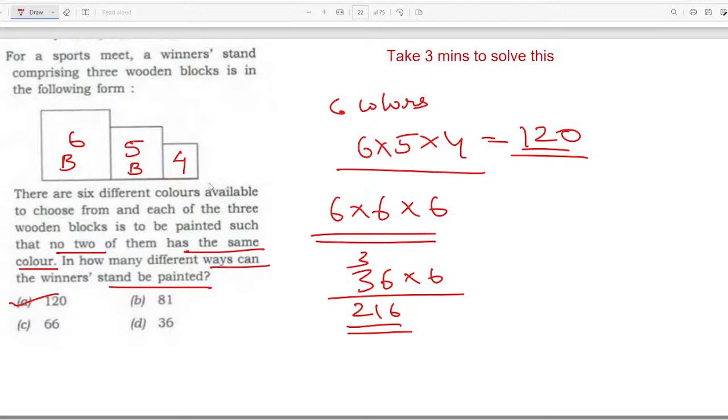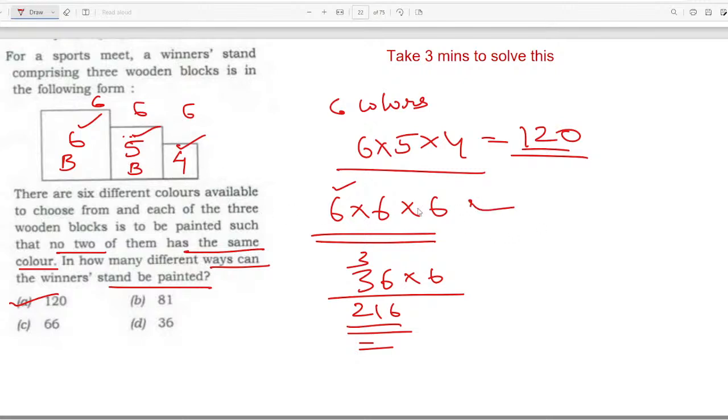That's what I've just explained. If there is no repetition, the possibility would be 6, and since you've already used a color here, you cannot use the same color here, so it will be 5, and then 2 colors are already used, so out of 6 you have only 4 colors: 6, 5, 4. And if repetition is allowed, all 6 can be used in each place: 6, 6, and 6. 6 6s are 36, 6 into 36 is 216. This is the difference between when repetition is not allowed and when repetition is allowed.